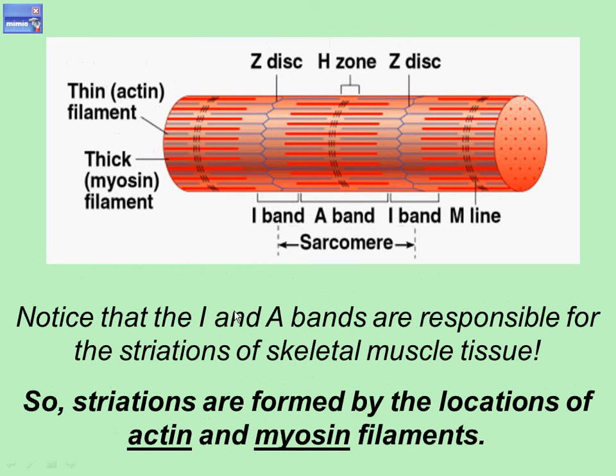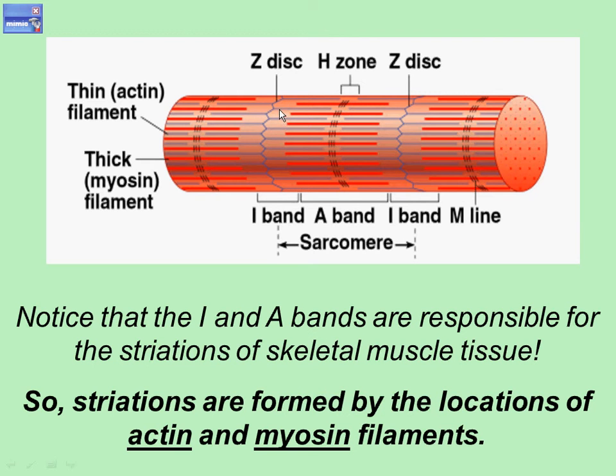Says notice that the I bands and the A bands are responsible for the striations of skeletal muscle tissue. So we know that skeletal muscle is striated. That's something that we learned in the tissue unit, and that's something that we're going to talk about again here. Skeletal muscle is striated, and the reason for that is because of these dark bands and these light bands.